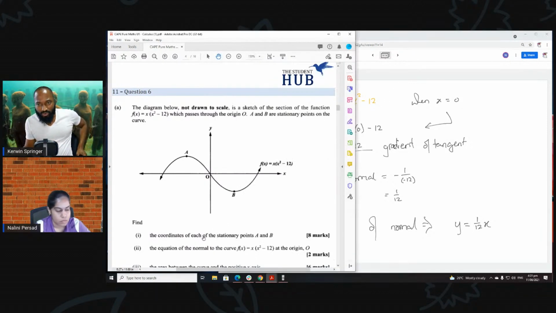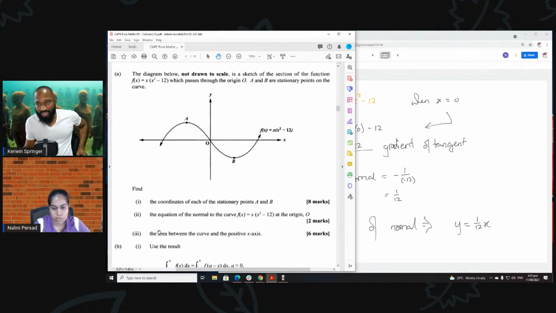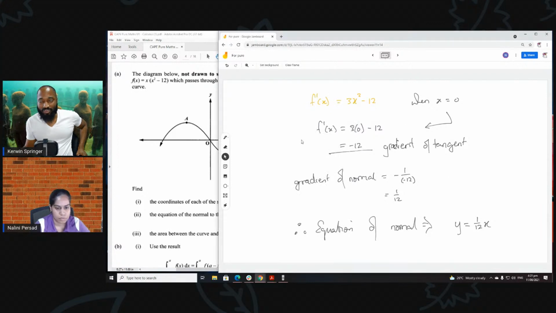So they asked us to find the coordinates of each of the stationary points. We did that. And they asked us to find the equation of the normal to the curve at the origin. We did that. And now the area between the curve and the positive x-axis. Oh, the positive x-axis. So this side, this segment here. So Nalini is going to handle that for us.